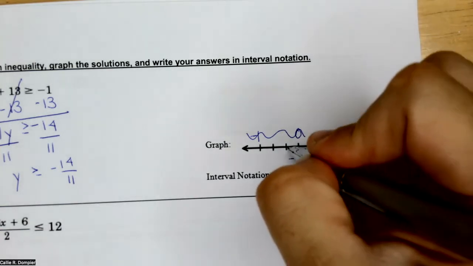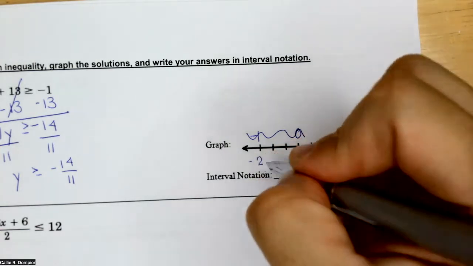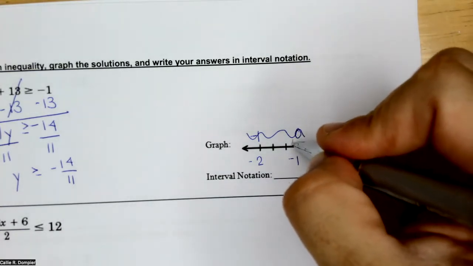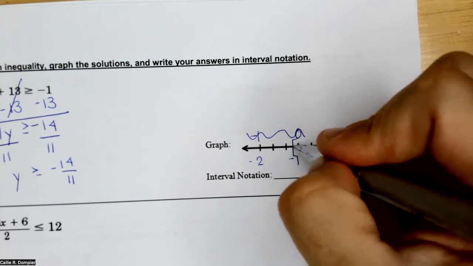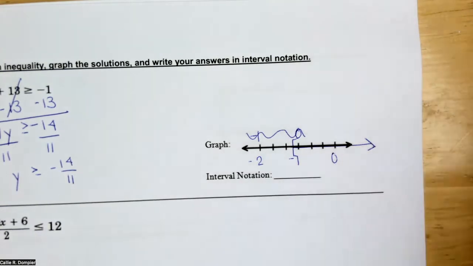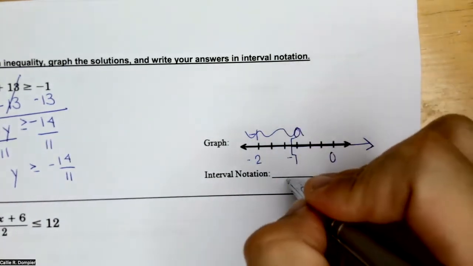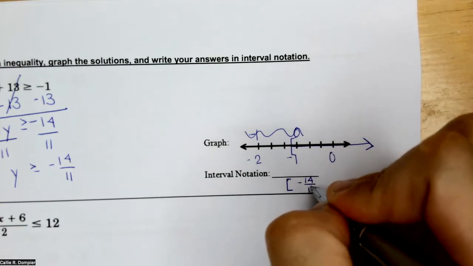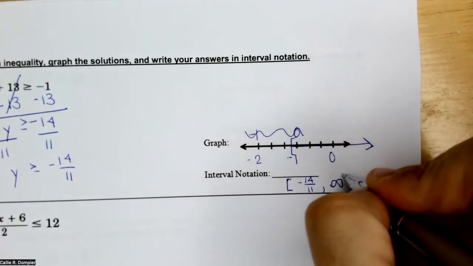Here's -1. Here's -2. -14 elevenths is going to be right around here. And it's greater than or equal to that one, so it's going to be that way. You can also just put -14 divided by 11 into your calculator and see the number you get as a decimal and try to guesstimate that way. So here is the interval notation of -14 elevenths to positive infinity.